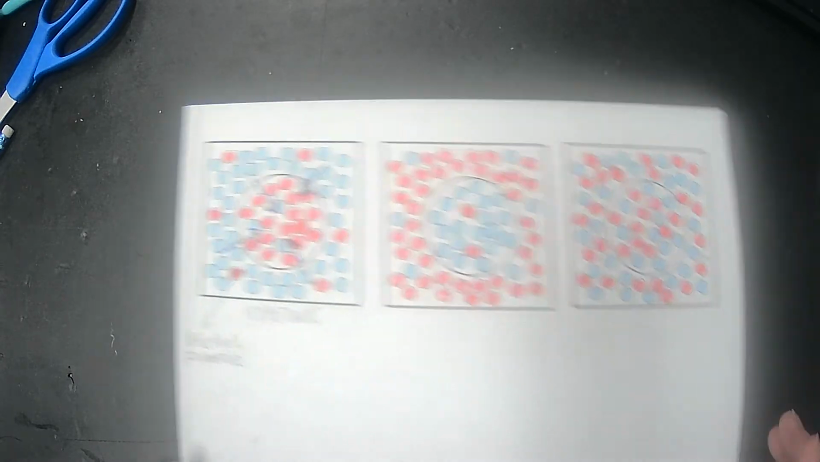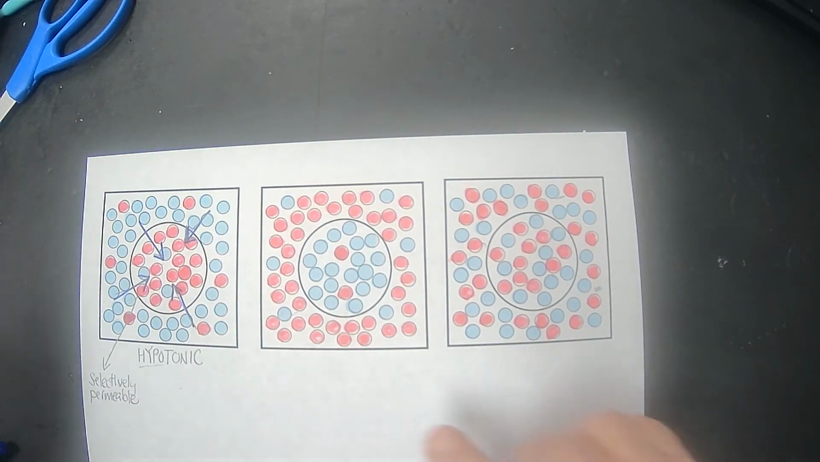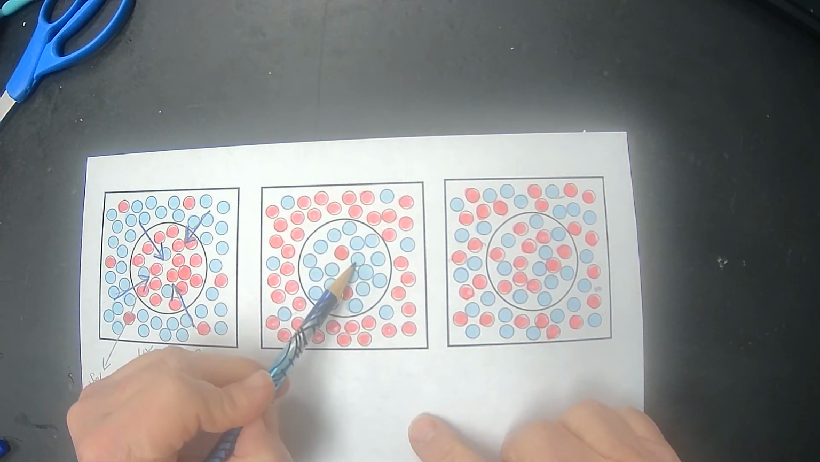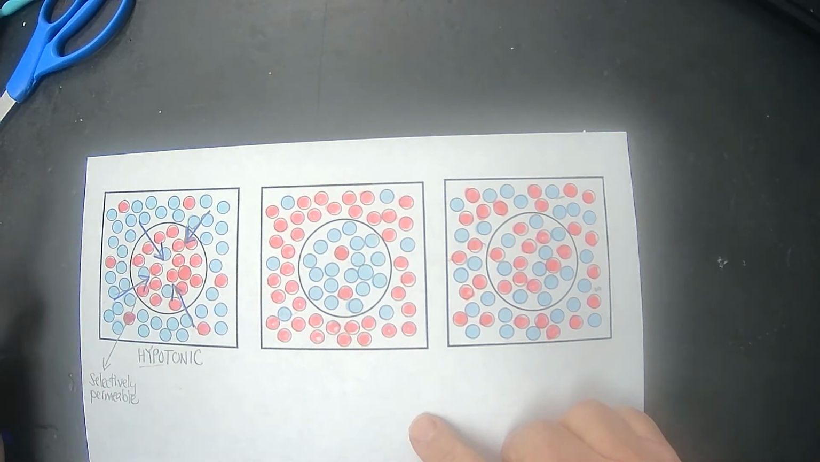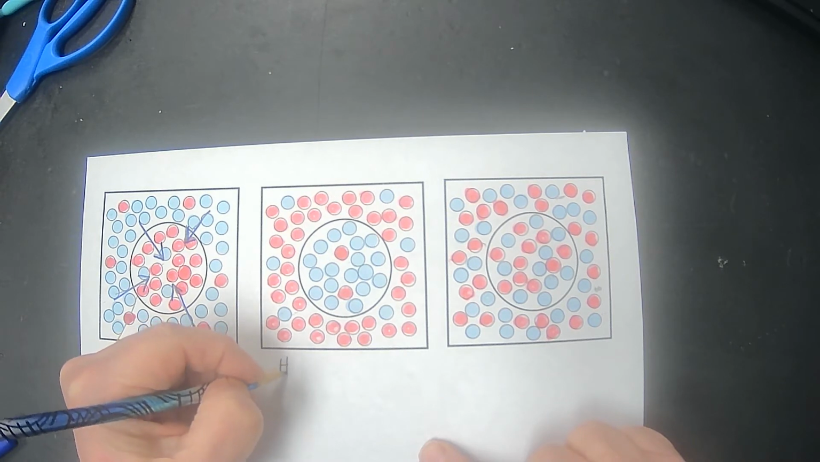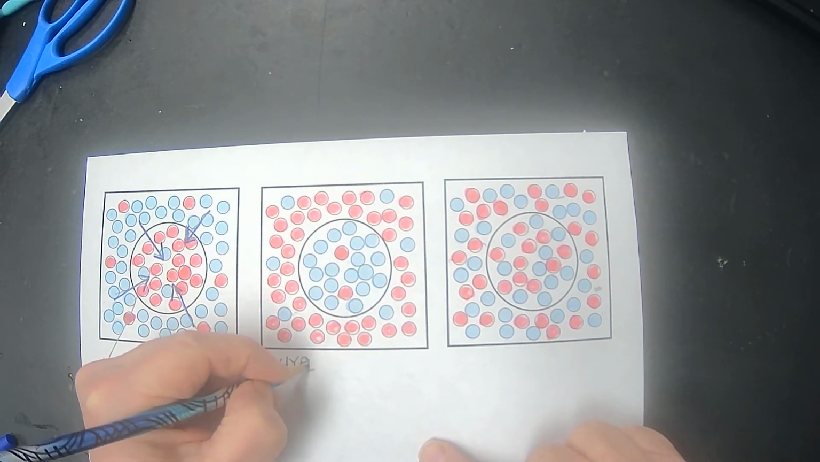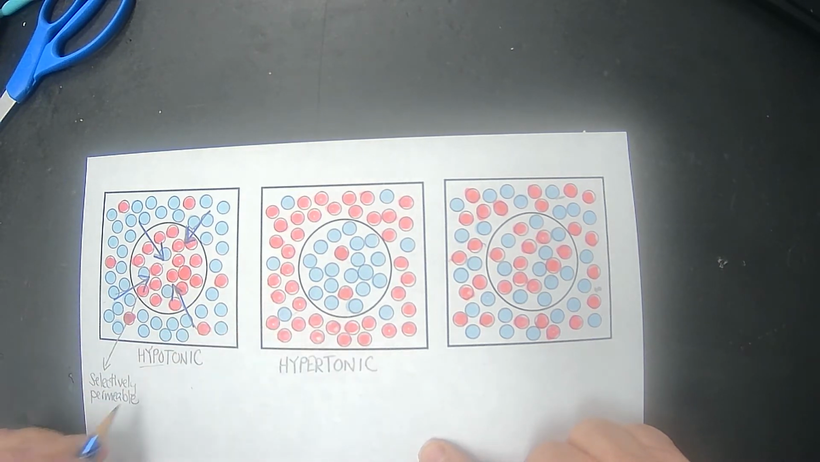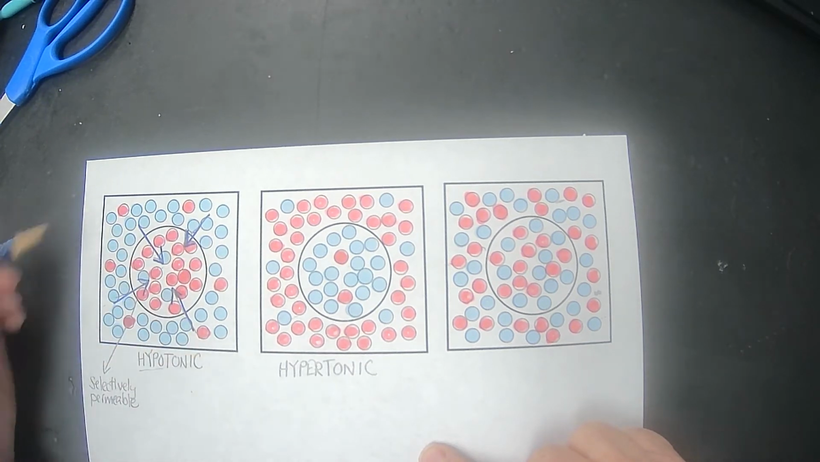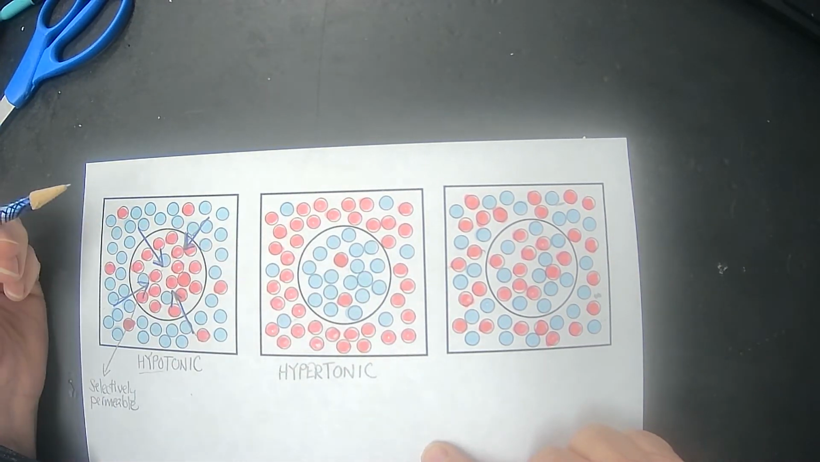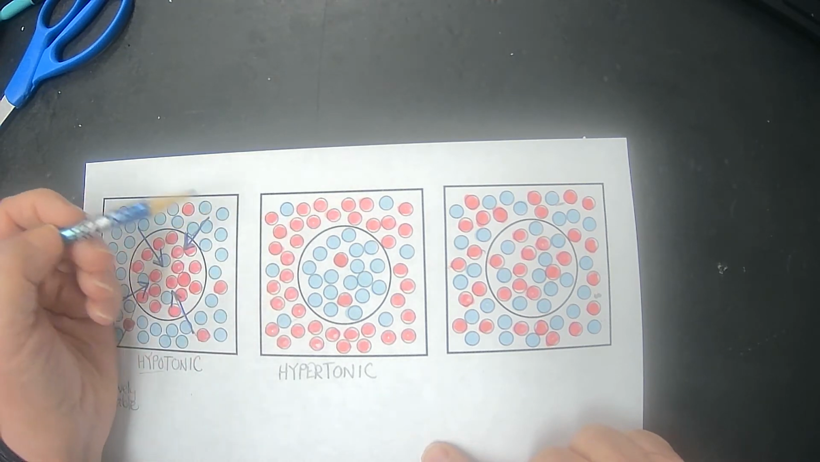Now, let's look at the one in the middle, because this is a different situation. It's very obvious that there's more water inside the cell than there is outside the cell. This is known as hypertonic, and that refers to what's inside and outside the cell. Okay, so this is hypertonic. There's more salt solution outside, or more salt molecules outside, and fewer water molecules.